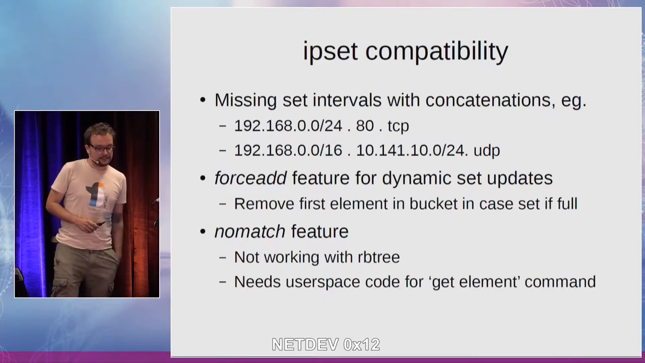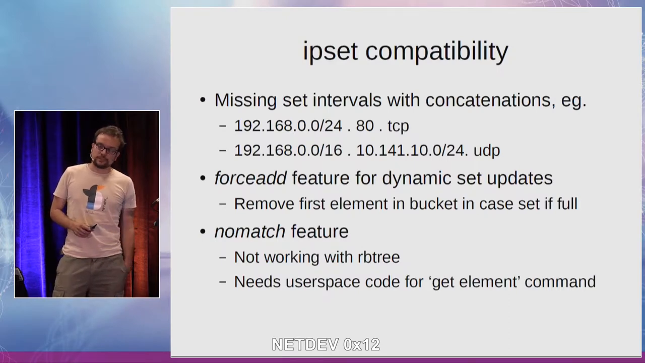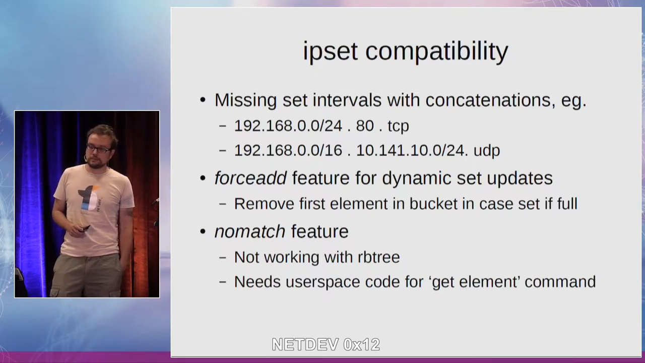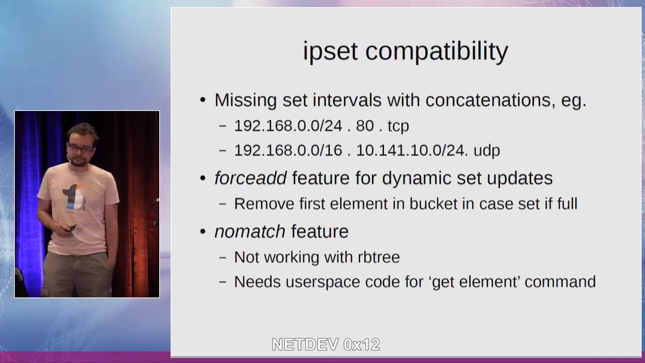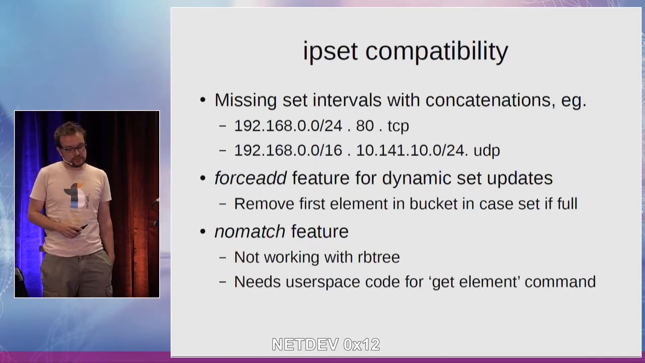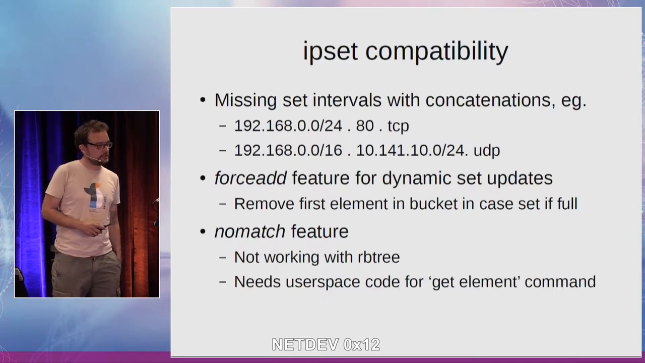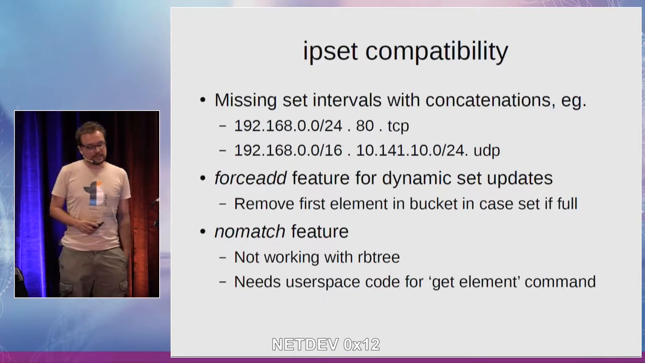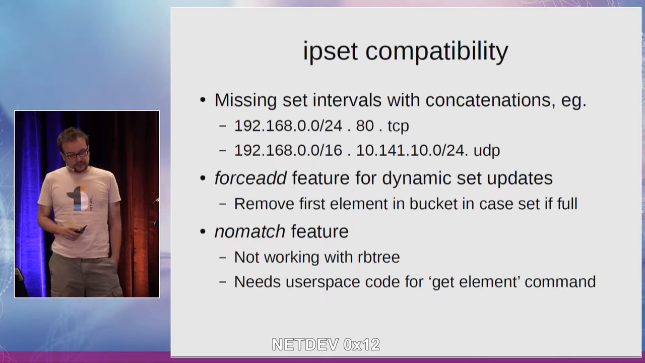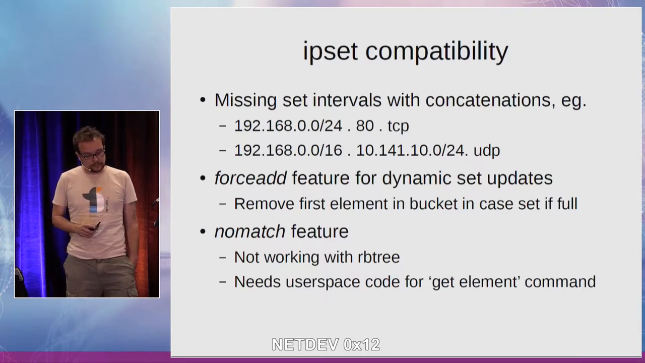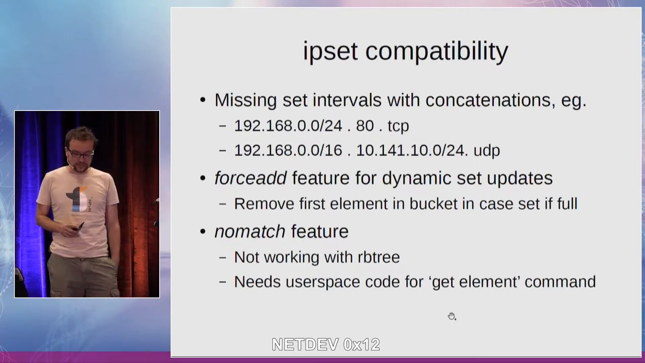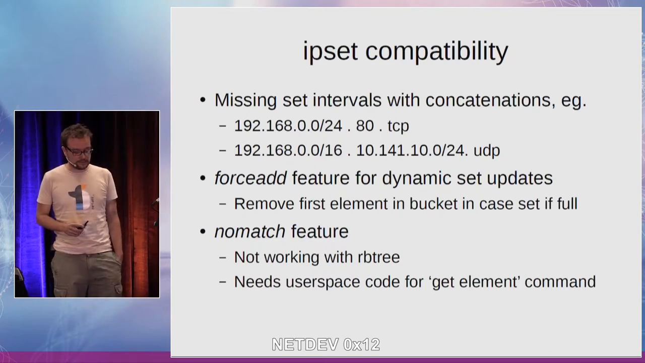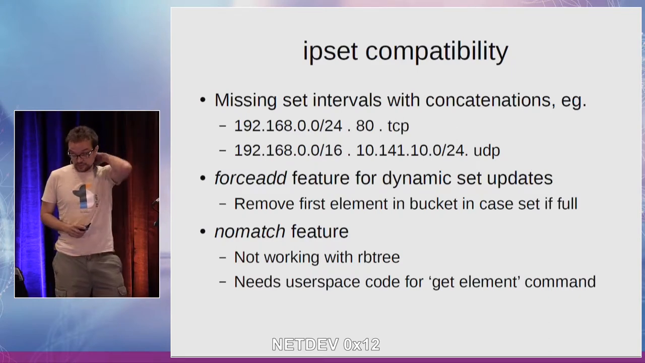There is another feature, this force add flag, that basically allows you, from dynamic sets, to remove an element in case the set is full already. So it's just basically removing the first element that you find in the bucket. And there is another flag, this no match flag, that is basically inverting the matching criteria. It's not going to work with the existing arbitrary implementation that we have, so we will need a new set backend to support this flag. And then Jozsef mentioned that he was going to have a look at supporting a tri-tree matching, a tri-tree data structure.